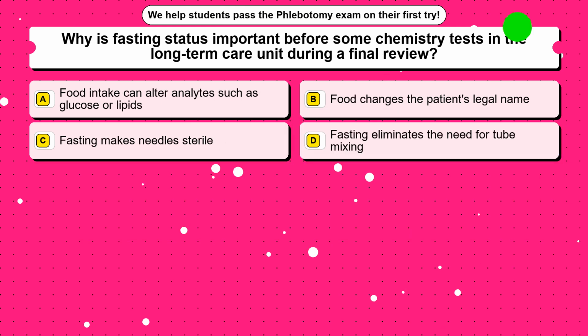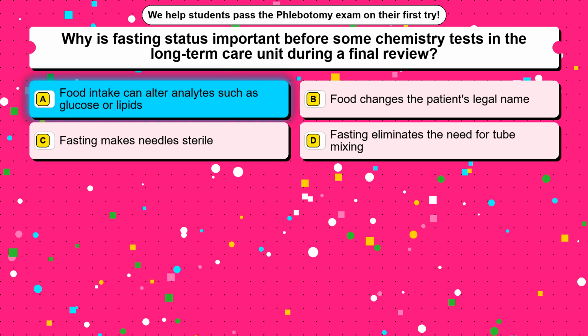Question 68. Why is fasting status important before some chemistry tests in the long-term care unit during a final review? Option A. Food intake can alter analytes such as glucose or lipids. Option B. Food changes the patient's legal name. Option C. Fasting makes needles sterile. Option D. Fasting eliminates the need for tube mixing.